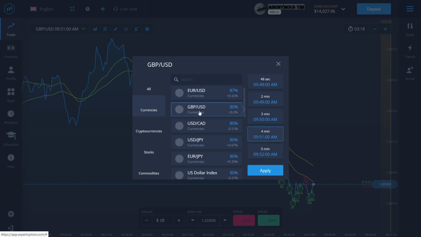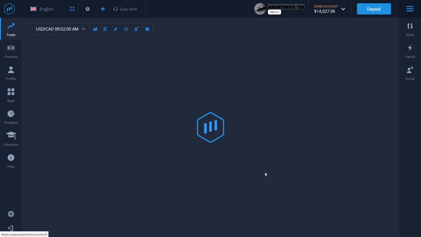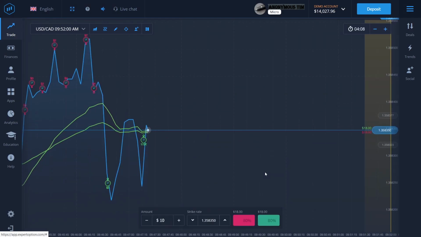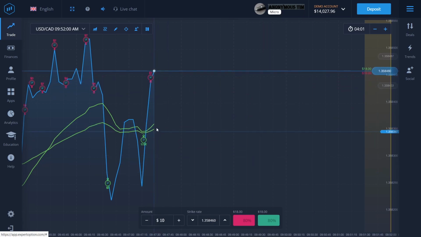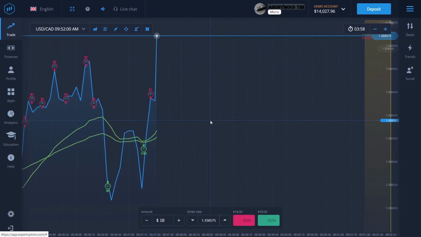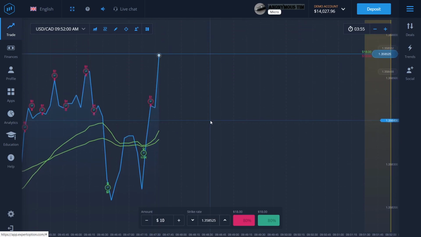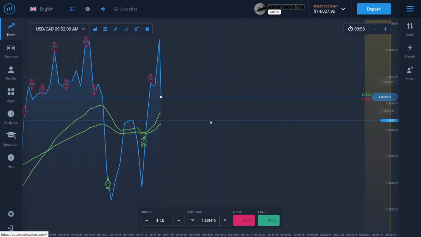So let me select the USD versus the Canadian market. Let me check. Okay, so the moving oscillators are moving upwards, but we need to wait for them to cross each other. Once they cross each other, then we give them a few more minutes or seconds, and then we can place our trades. But as you can see, the market is also not very stable at the moment, so I'm not going to place any trade on this.